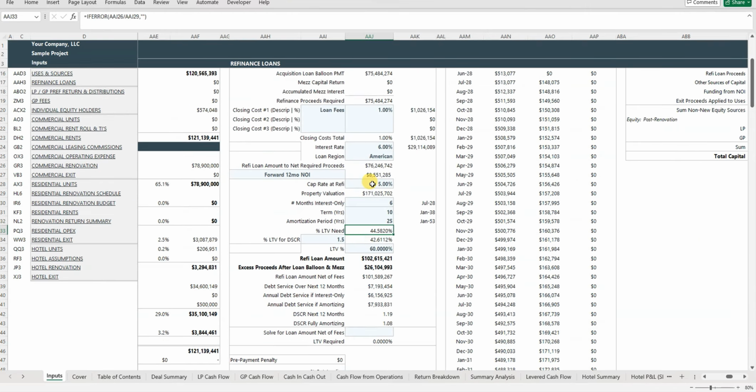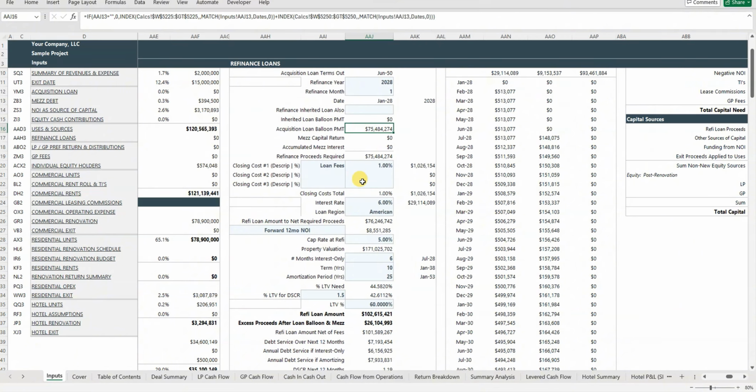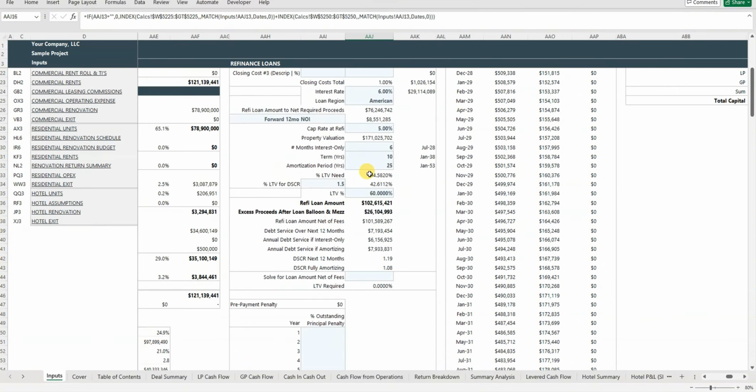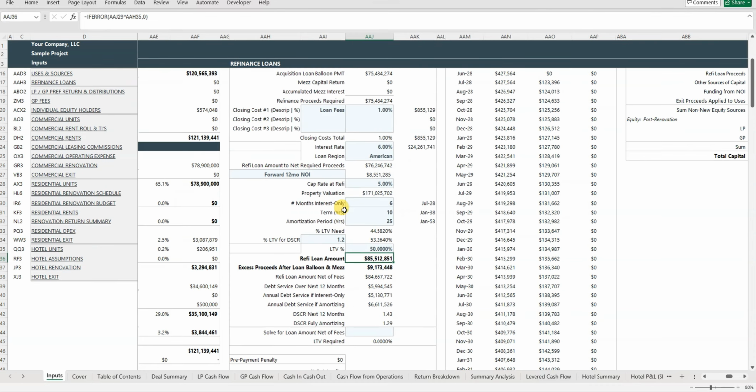And the model tells us at that time we have a $75 million acquisition loan outstanding. So we need a 45% LTV to pay it off. I'm going to say, well, okay, let's do a 60% LTV, but we're starting to see that might run into DSCR problems. If I say the lowest I can go on DSCR is a 1.2, that translates to a 53% LTV. So I'm actually going to come back here and make this a 50% LTV. And now I've got DSCR that's safer. The loan is an $85 million loan, and after paying off the first loan, it puts $9 million in the equity pocket.